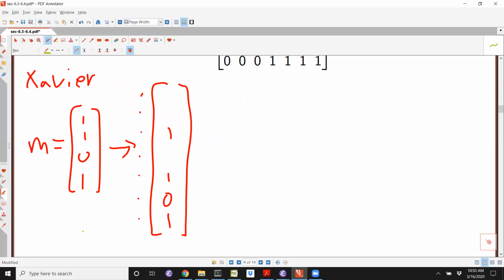Where's my cursor? Well. Uh-oh. All right. Well, anyway, there's my cursor.